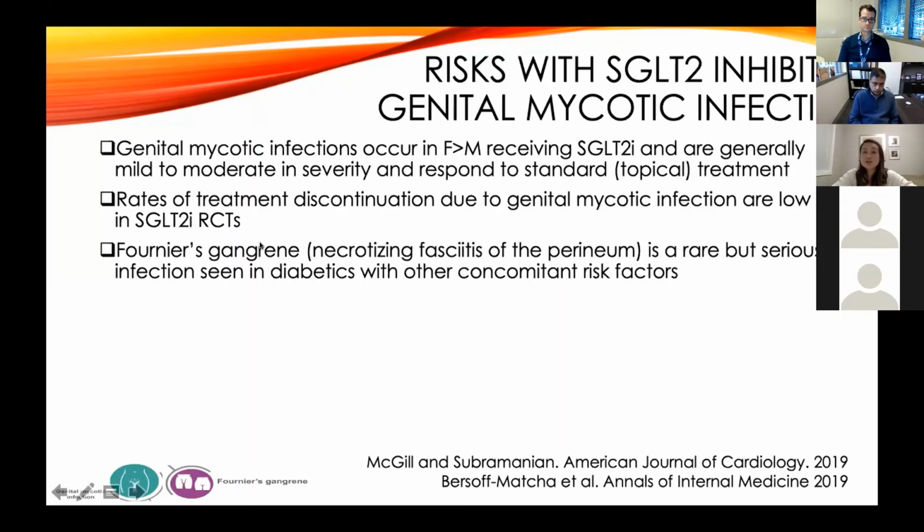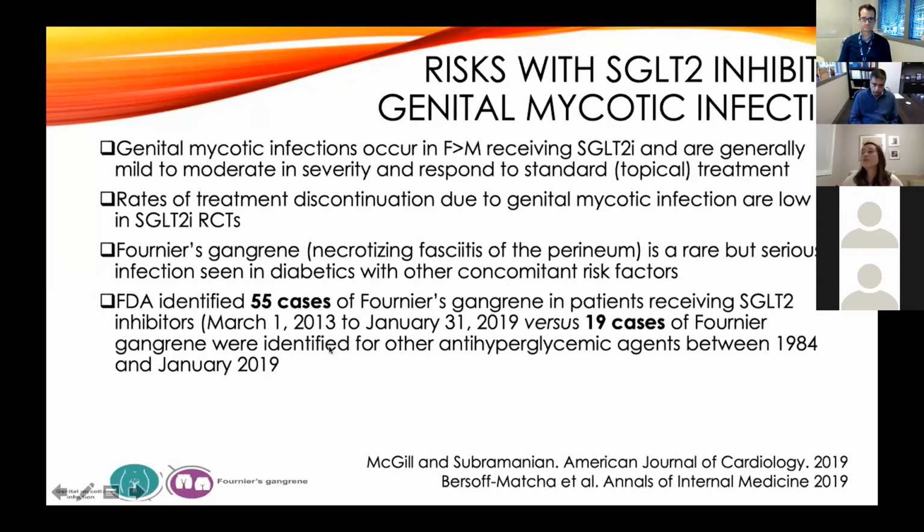On the other hand, Fournier's gangrene is a rare but serious infection seen in diabetics with other concomitant risk factors. And actually, in August of 2018, based on post-marketing surveillance, the FDA sent a warning about Fournier's gangrene with the use of SGLT2 inhibitors. At that time, there were about 12 reported. And to note, around that time, there were about 1.7 million individuals who had been dispensed an SGLT2 inhibitor.